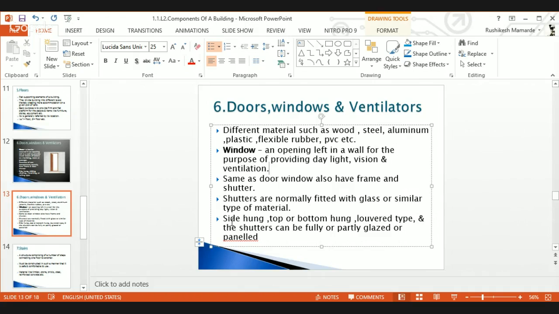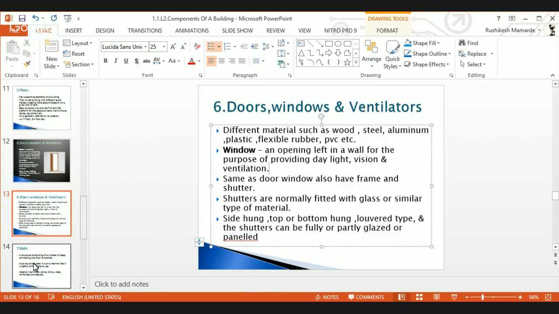Then again, there are different types of windows, that is side hung, top or bottom hung, and the shutters can be fully or partially glazed or paneled. Fully or partially glazed, what does that mean? You may ask what this glazed is. Glazed is nothing but made of glass. Fully glazed means the shutter will be fully glass, and partially glazed means half the part is covered by wood or plywood and half the part will be of glass. That is called partially glazed.